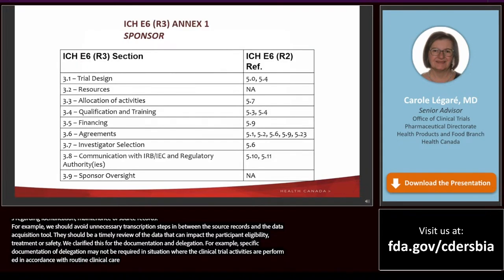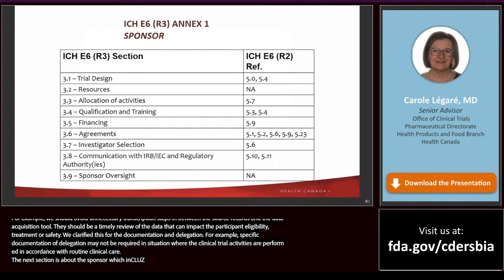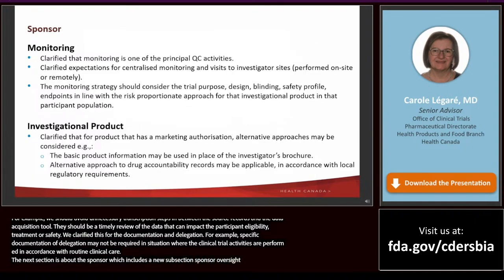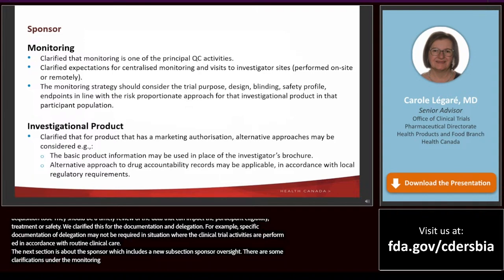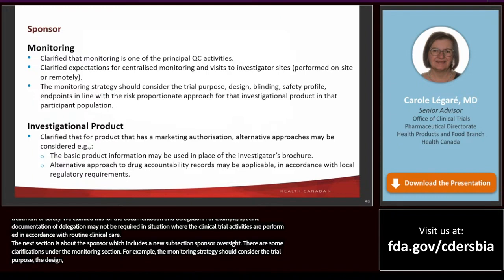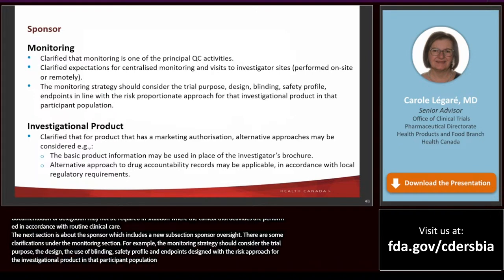The next section is about the sponsor, which includes a new subsection on sponsor oversight. There are some clarifications under the monitoring section. For example, the monitoring strategy should consider the trial purpose, its design, the use of blinding, safety profile, and endpoints in line with the risk proportionate approach for that investigational product in that participant population. The monitoring plan should focus on aspects that are critical to quality.